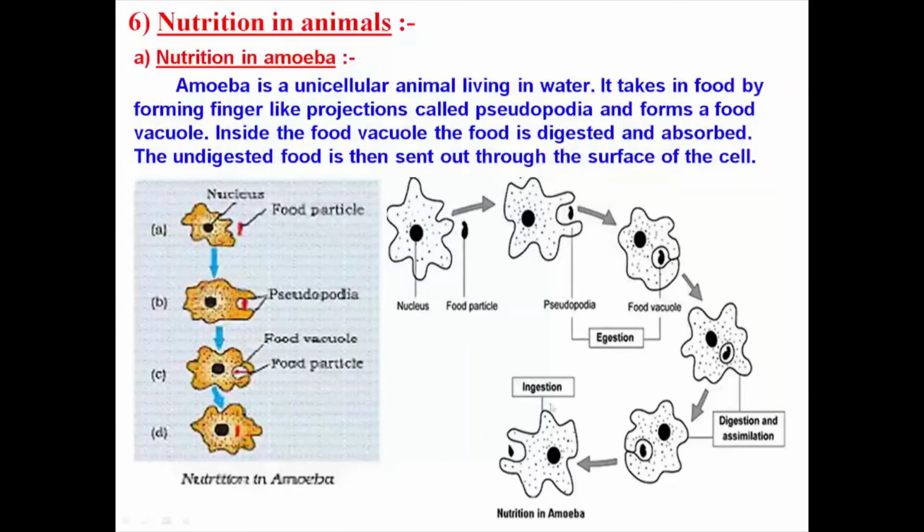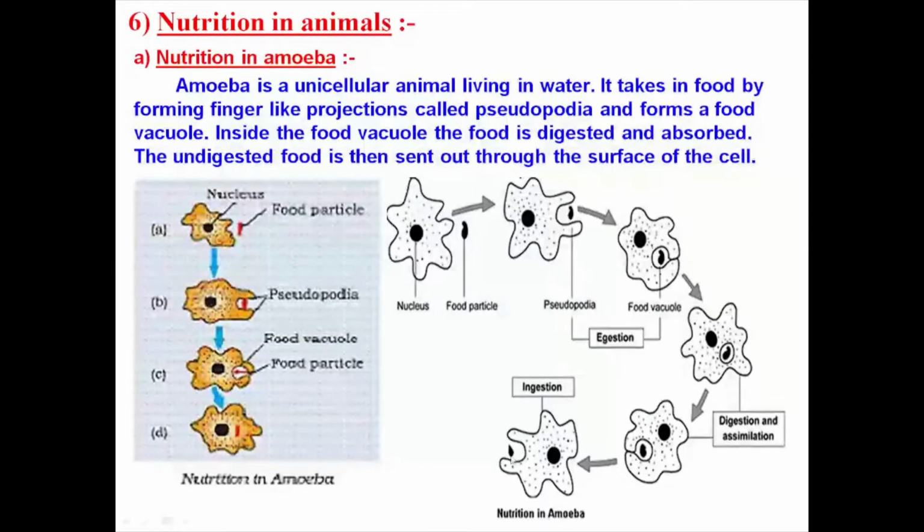Here we have the chart given in the NCERT, and here is the one made by me. So this is the food particle. Pseudopodia are formed. This is the food vacuole formed. This process is ingestion. I have written it wrong here. This is ingestion and this is egestion.